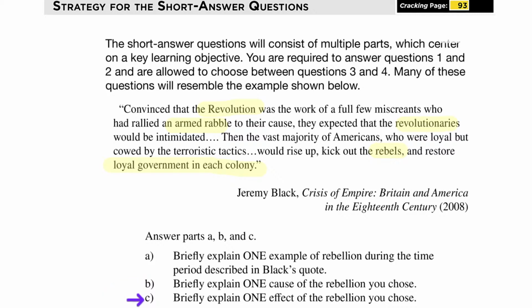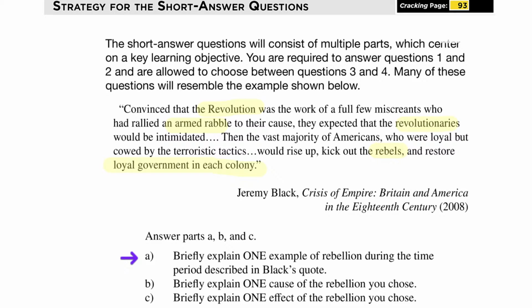And then C, briefly explain one effect of the rebellion you chose. So this is really common for them to ask about causes and effects. And so the first thing you want to do here is just go to your scratch paper if you're taking the digital test, or if you're taking the paper and pencil test, just jot some things down on your page or in the margin. Just write down all the ideas that come into your head in connection with this period of time.